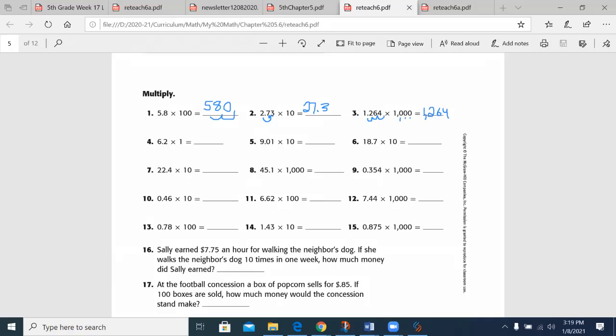6.2 times 1 is identity property. So that automatically means it's still going to be 6.2. There's 1 zero in that one, so it goes over 1 spot, so it becomes 90.1. 1 zero goes over 1 more spot, so it's 187.